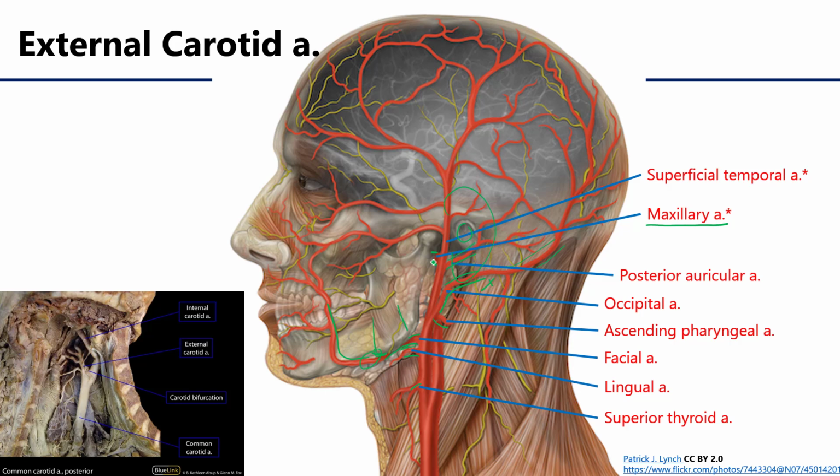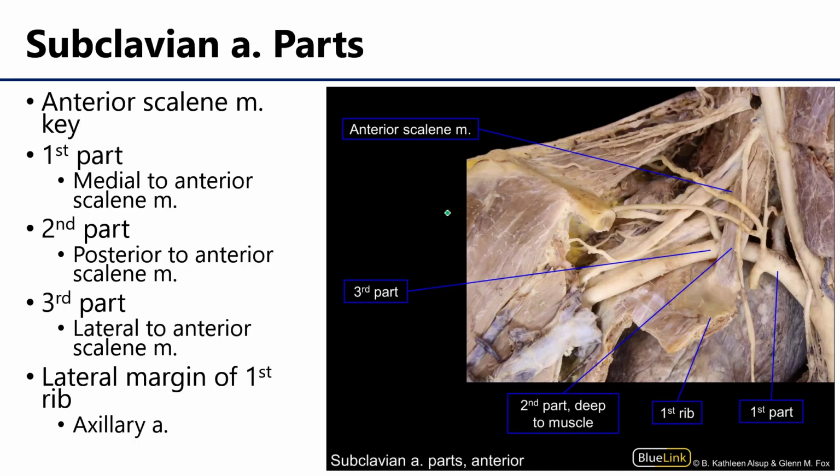And then there's the superficial temporal artery. That superficial temporal artery is going to supply the face, the head, and scalp with blood. So there's quite a bit of external carotid branches servicing different parts of the head and neck here.